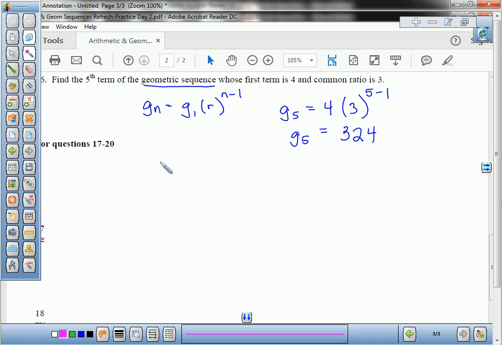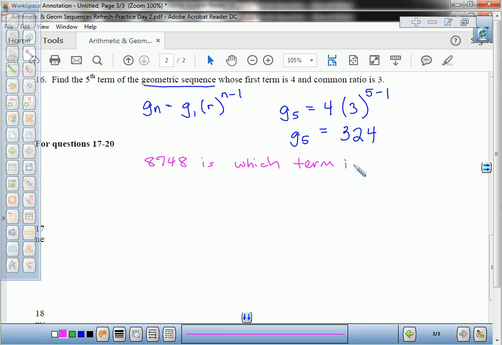Okay, so this time we're going to say 8,784 is which term in this geometric sequence? So this time it's geometric. So we would have 8,748. That's not what I said though, was it? All right. Equals 4 times 3 to the n minus 1.